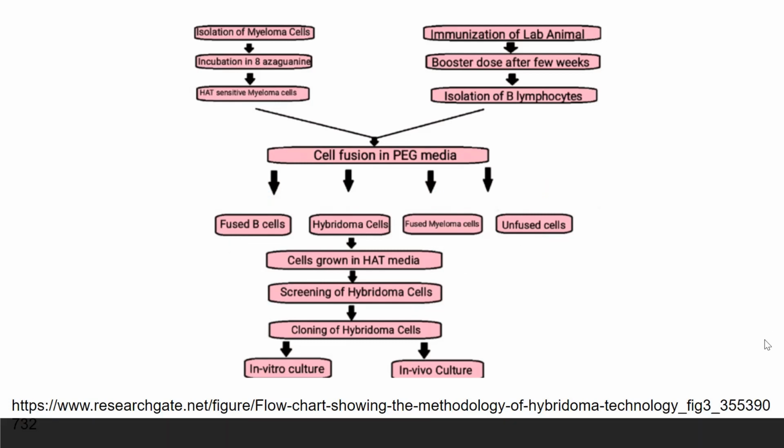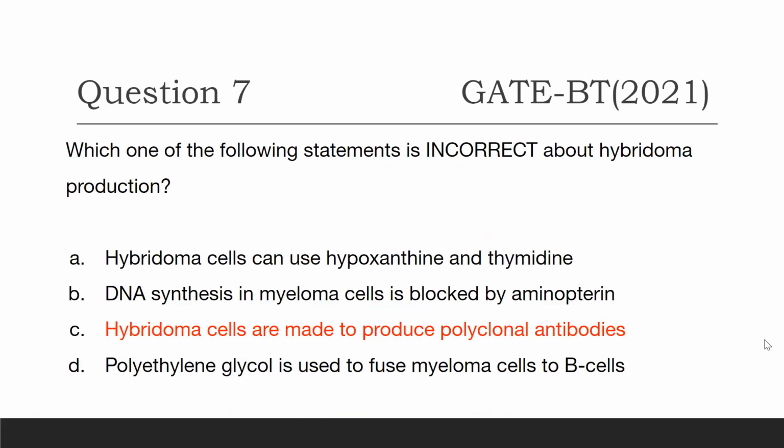So let's see the question again. Option A, hybridoma cells can use hypoxanthine and thymidine, is correct, like we saw. DNA synthesis in myeloma cells is blocked by aminopterin, which is also correct. Hybridoma cells are made to produce polyclonal antibodies, which is wrong. And polyethylene glycol is used to fuse myeloma cells to B cells, which is also correct. So the incorrect option is option C, which is that hybridoma cells are made to produce polyclonal antibodies. That is the answer for this question.